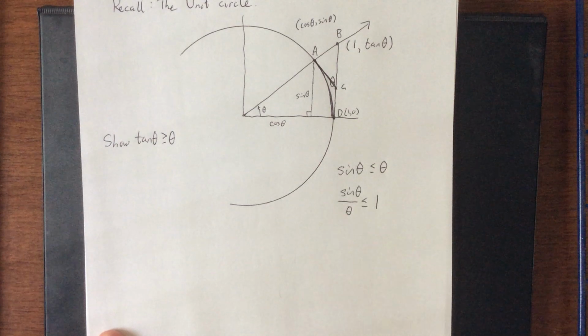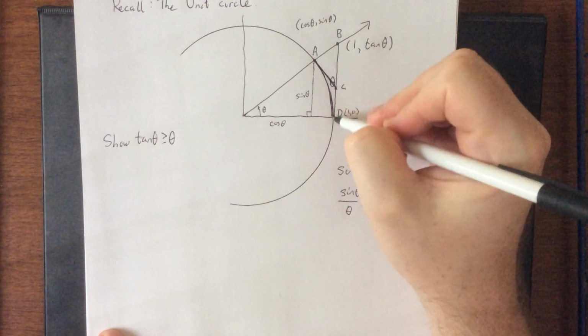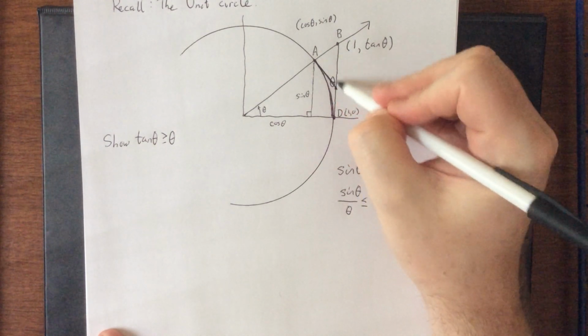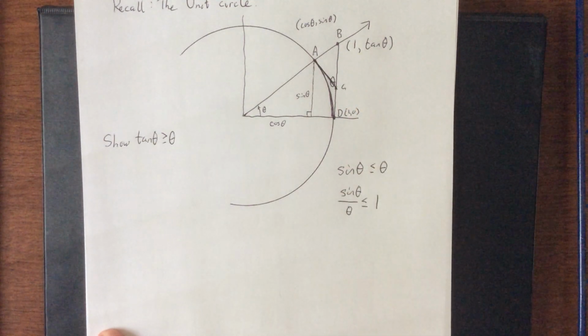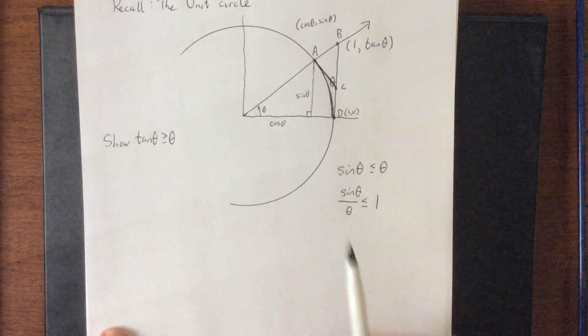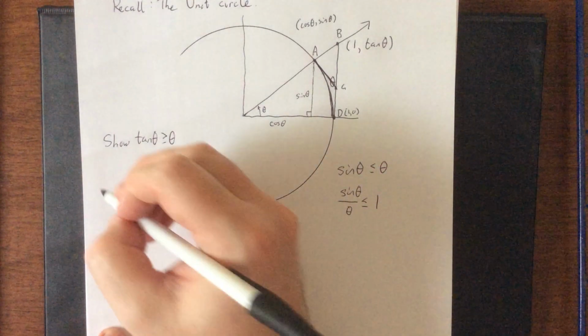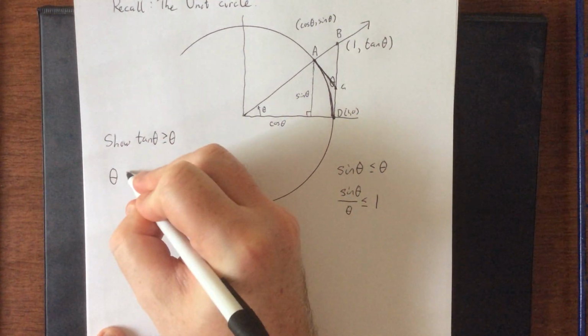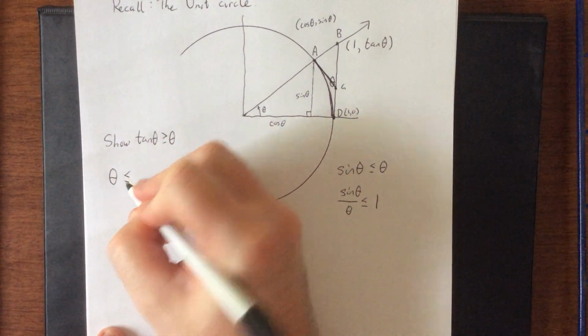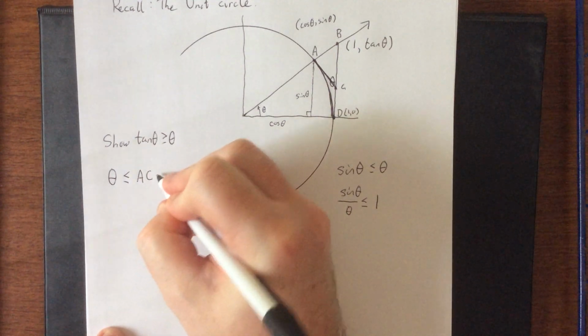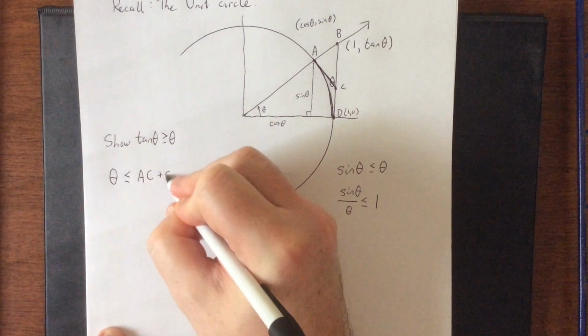Now, the shorter of those, based on the picture, is going to be the arc. The arc is going to be shorter than the two collective sides. That's sort of provable using the triangle inequality, but I think more likely you're going to want to take my word for it. So theta is going to be less than or equal to line segment AC plus line segment CD.